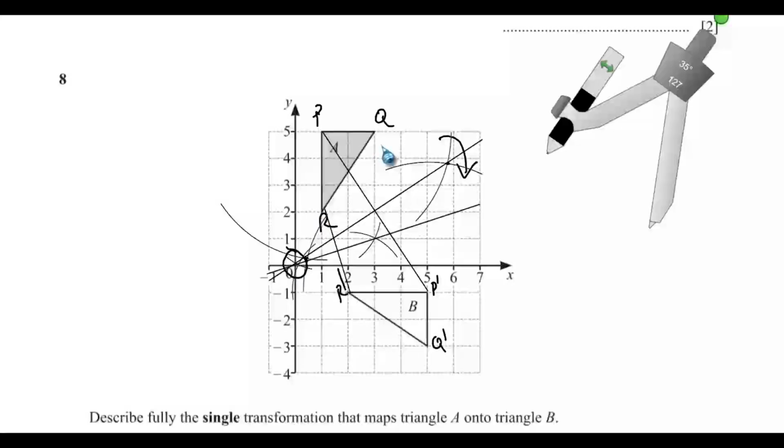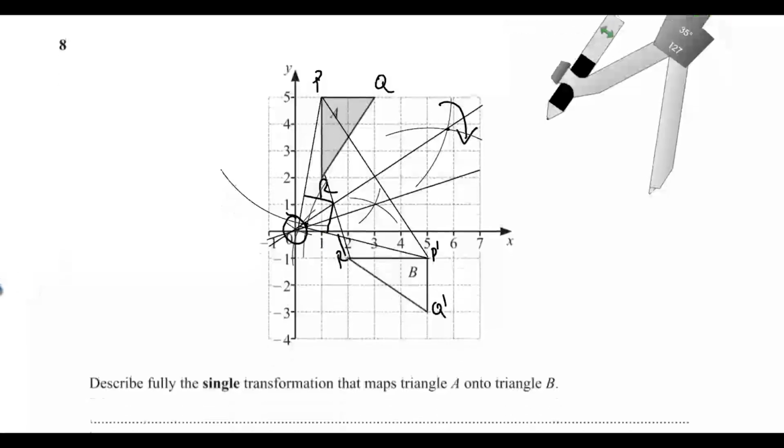Then we need to find the angle. To get the angle is pretty easy. Draw a line from the center of rotation to any of the points. So let's take point P for instance. Then from the center of rotation, draw another line to the corresponding point, which is P prime. So this is 90 degrees between them.